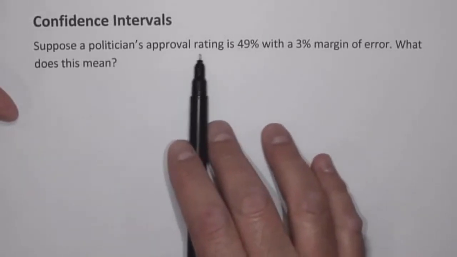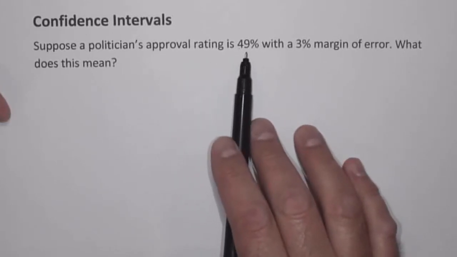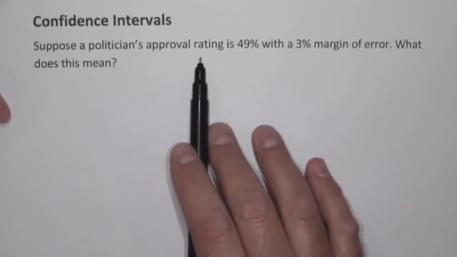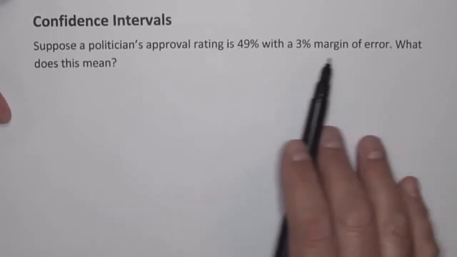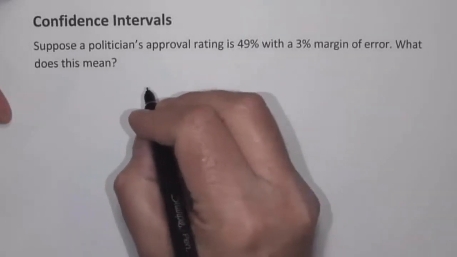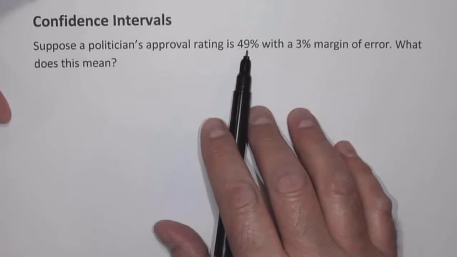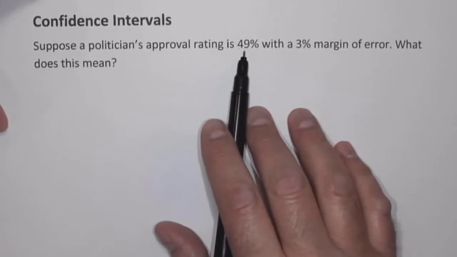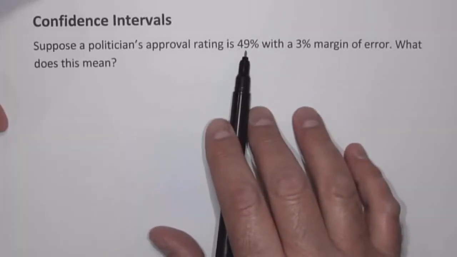When we do a politician's approval rating, in this particular case, this means that there was a sample taken, and in that random sample, 49% of those selected approved of the politician's performance. But there is a 3% margin of error. So what exactly does that mean? Well, it means that, again, this is a sample, so the true parameter is most likely going to be within 3% of this sample statistic.